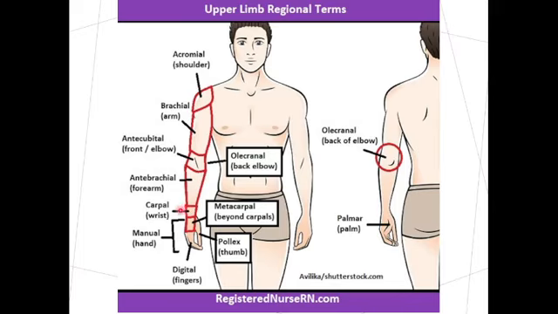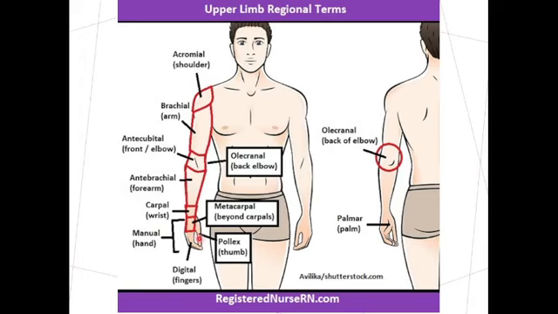Yeah, that's what it means. The carpal region is at the wrist, just between antebrachial and manual. Next we have the metacarpal, which is below the carpals, beyond the carpals, which is what meta means. Meta means beyond. Next is the palmar. That's literally just the same.